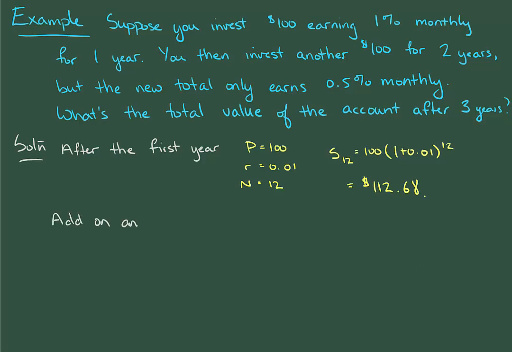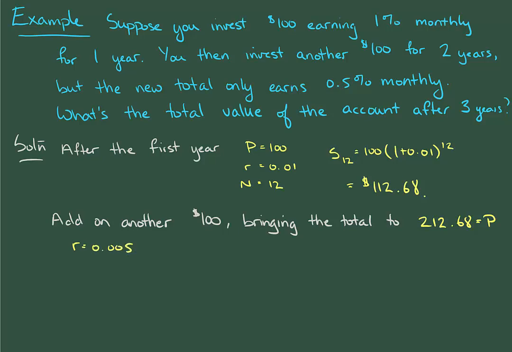Okay, so now at this point, we're supposed to add in another $100. So that's going to bring our new total to 212.68. And we're going to repeat the computation using this as our new principal. So we're kind of resetting the clock. We're pretending that it's day 0 again. And we're going to use this new principal of 212.68 compounding monthly for 2 years at a 0.5% interest.